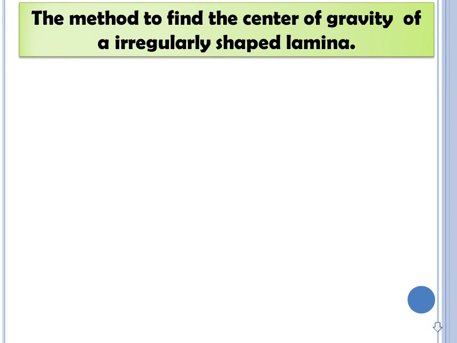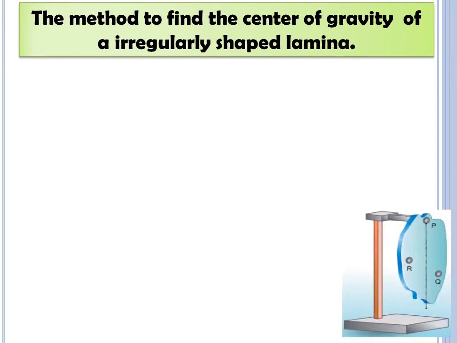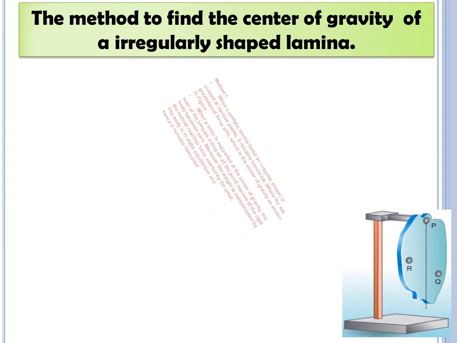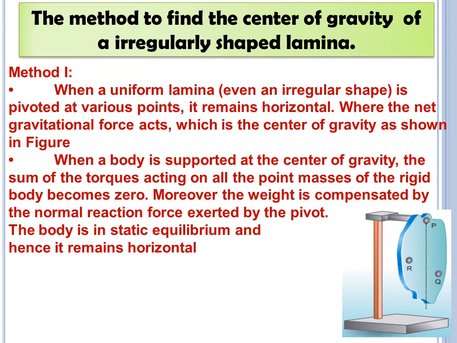Now let's see the method to find the center of gravity of an irregularly shaped lamina. First method: this is an irregularly shaped lamina. Method 1: when a uniform lamina, even of irregular shape, is pivoted at various points like P, R and Q, it remains horizontal where the net gravitational force acts, which is the center of gravity, as shown in the figure.